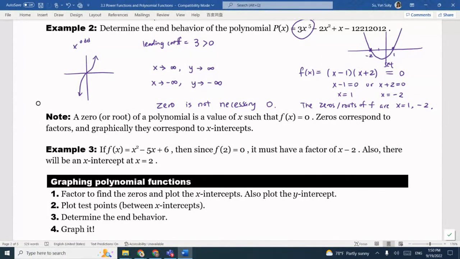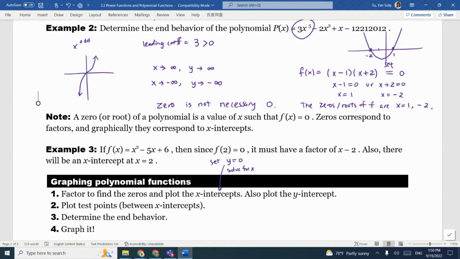Okay, now how do we graph polynomial functions? First step, we factor to find the zeros, and then we plot the x-intercepts. Also, find the y-intercept. Remember, how do we find the x-intercept? For the x-intercept, we set y equal to 0 and we solve for x.